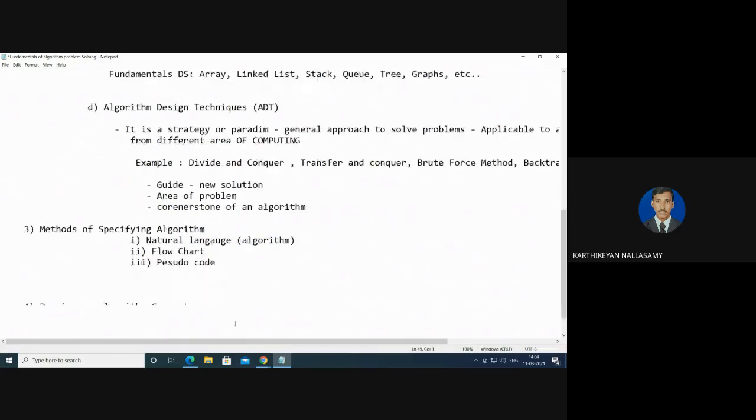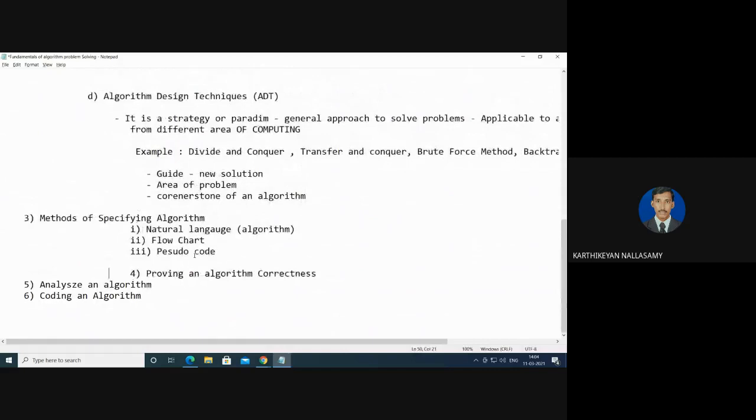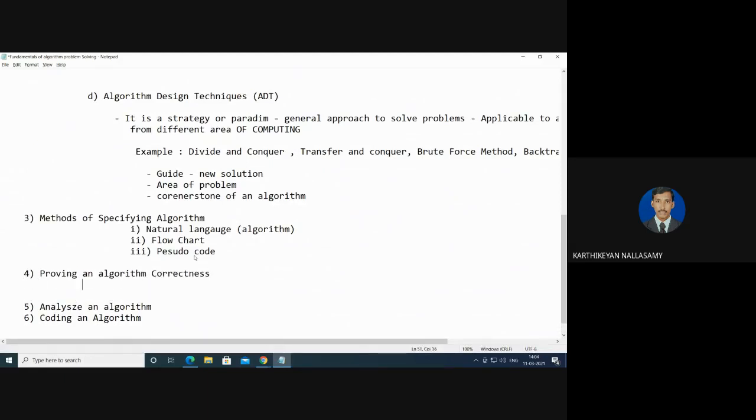The next thing is proving the algorithm's correctness. Once the algorithm is specified, either as a diagrammatic representation, or pseudocode, or in natural language, we have to show that the algorithm is correct. We give the input, collect the output, and find the difference between the expected output and the exact output. If there is no deviation, then the algorithm gives the correct answer. Otherwise, the algorithm won't give the correct answer.